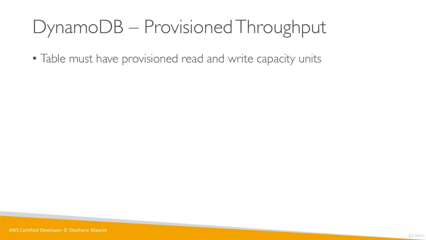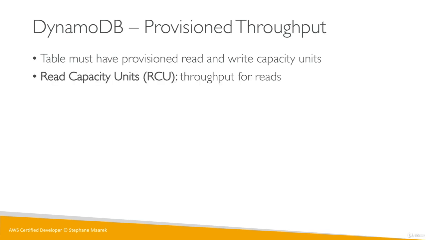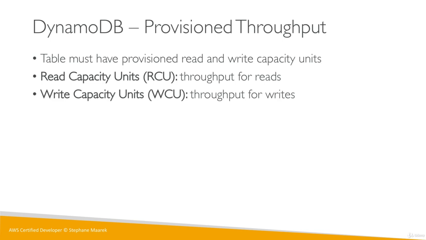So in DynamoDB, the particularity of it is that you have to provision read and write capacity units. So it doesn't auto-scale like Lambda does, where it's just all magical. In DynamoDB, you have to say how much throughput you want for your tables, and that's a design choice. So there's the read capacity unit, or RCU, which is the throughput for reads, and the write capacity unit, WCU, for the writes throughput. And so you're able to independently scale the read capacity units from the write capacity units.